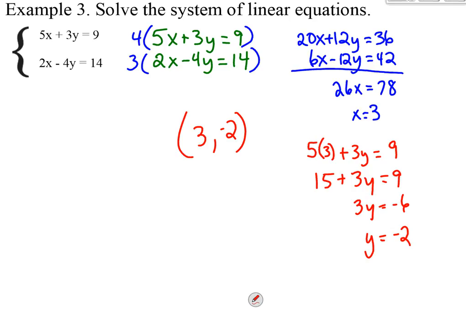And I'll do a super quick check. 5 times 3 plus 3 times negative 2. 15 minus 6, that is going to be 9. 2 times 3 minus 4 times negative 2. 6 plus 8, that is going to be 14. And so I'm good to go. So just a little refresher of that elimination method.